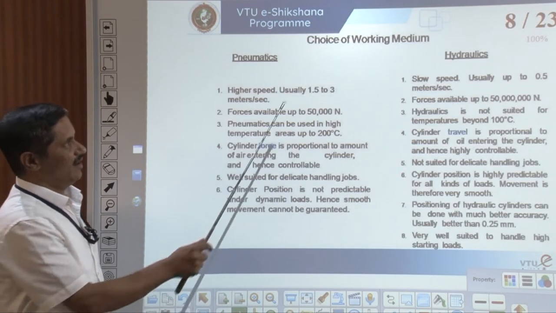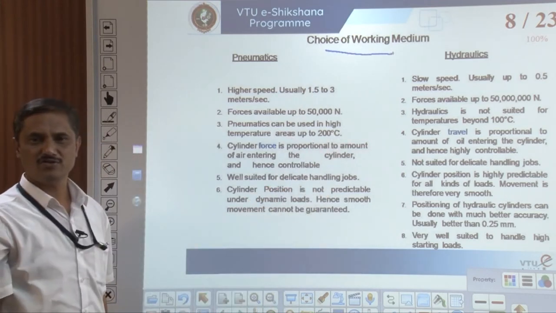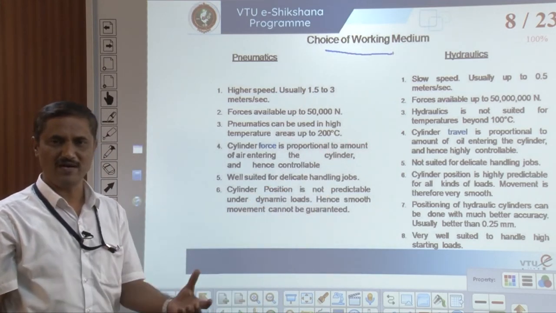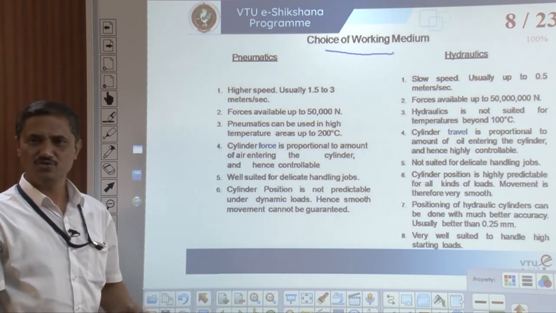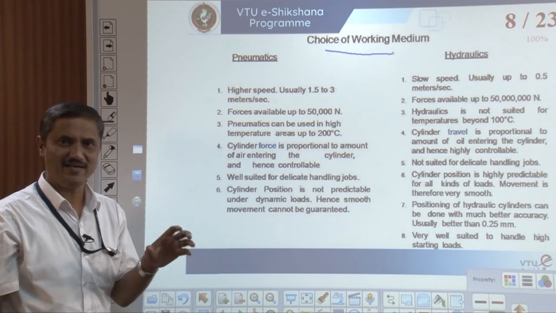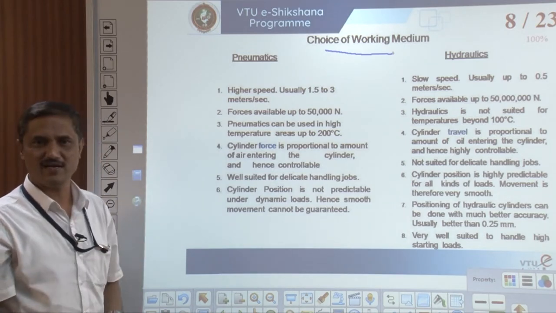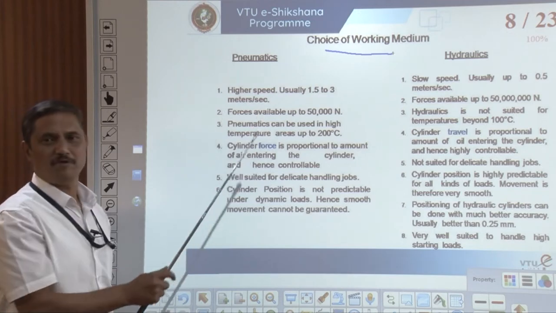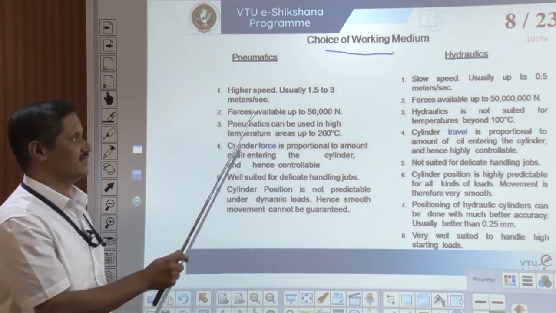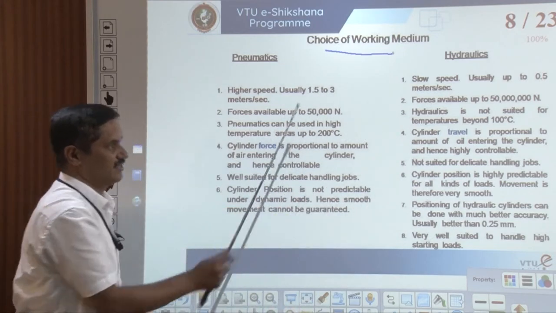Now, when you want to choose whether to use pneumatics or hydraulics, you should know at minimum the advantages and properties of each, and which one to select to have a proper action on the application side. So I will be taking pneumatics and hydraulics parallelly.